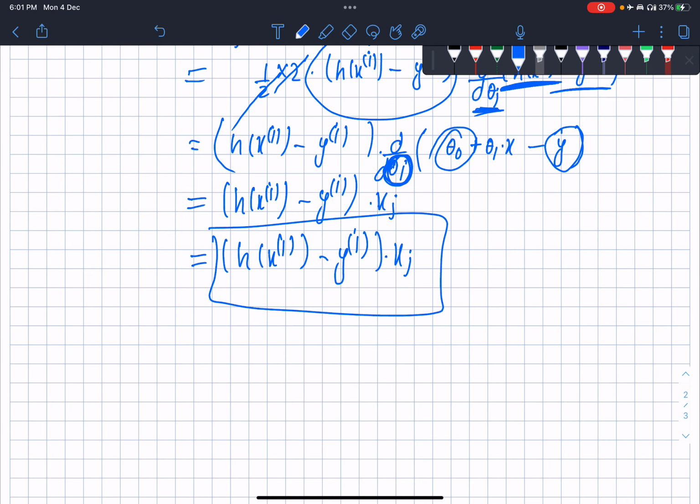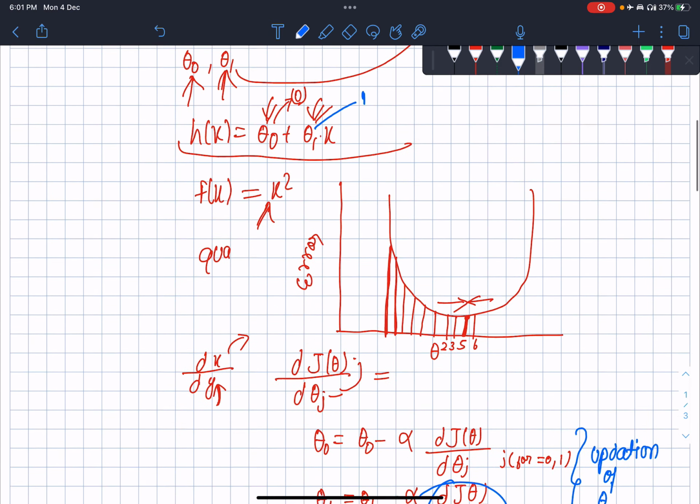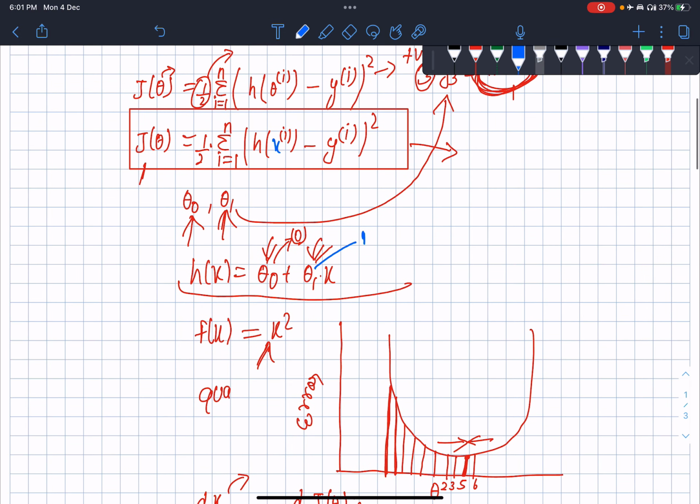So this is how gradient descent works. Gradient descent is a simple algorithm to find the theta for which we get the value nearest to the ground truth. Okay, we'll be meeting in the next lecture.